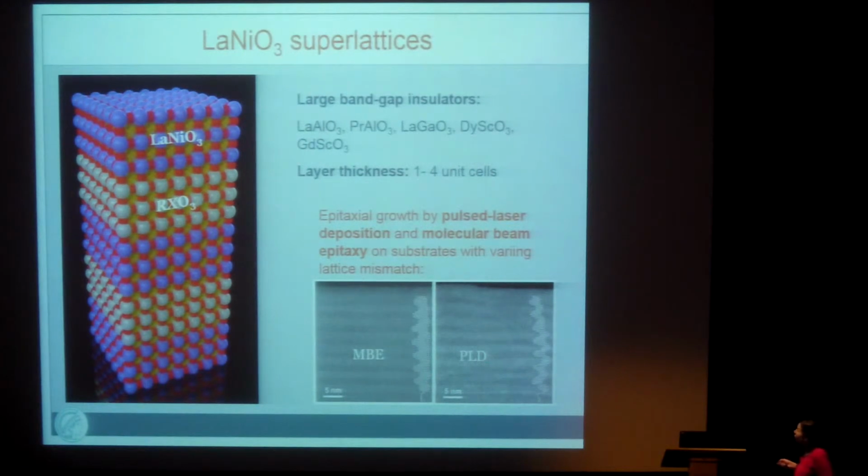The samples were grown by two techniques, molecular beam epitaxy and PLD. Actually, the first samples were grown by PLD, but we put a lot of effort in order to improve the sample quality. You can see two TEM images of the samples, also growing these superlattices by MBE. Although the interfacial sharpness or roughness is improved in these MBE samples, the physical properties for samples grown by these two methods are essentially the same.